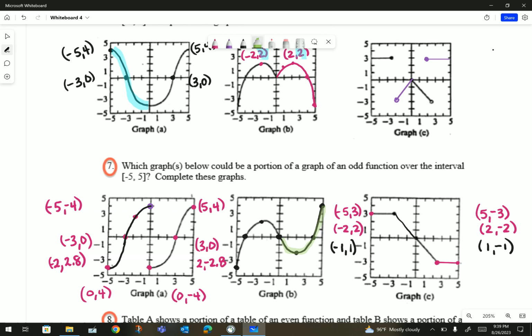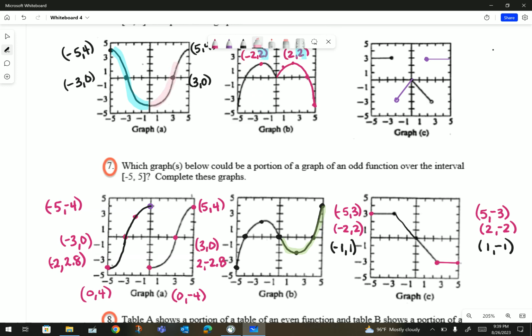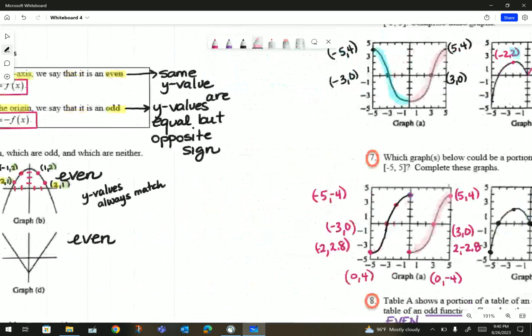I want you to notice really clearly here, in both the top and the bottom, these were the same graphs. This is what was given to us in both problems. But we were tasked to force it to become an even or an odd function. All right, last but not least, let's go back to the first page.